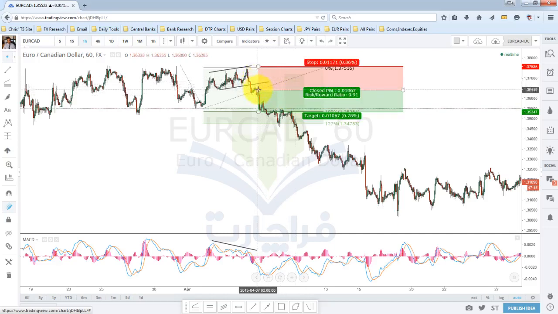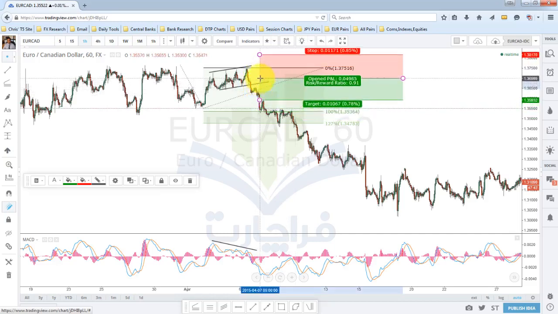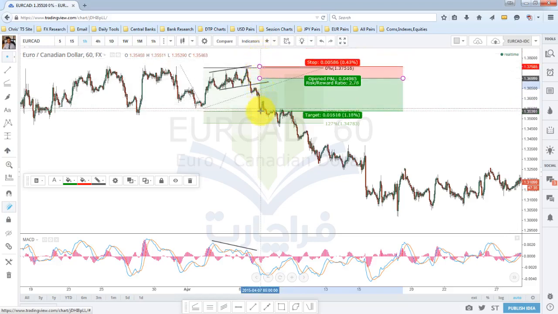Now, if this would have pulled back to 50 to 62%, that would have made a big difference. Okay, that would have made a really big difference there. And you can see then the reward to risk would have been just over 2.5 to 1, so actually 2.76 to 1.